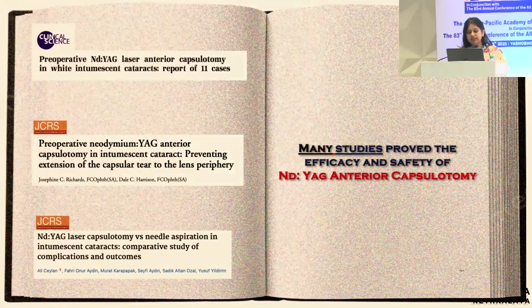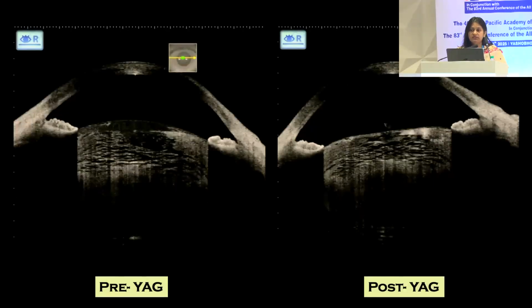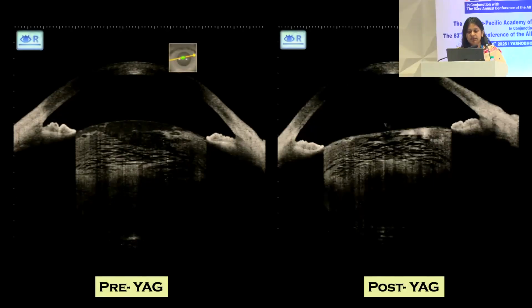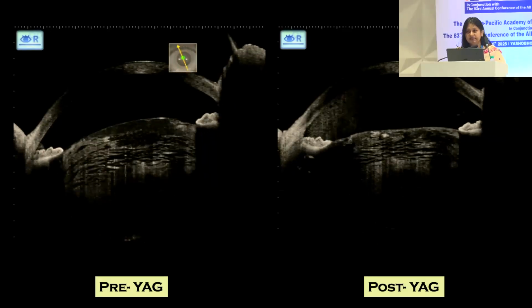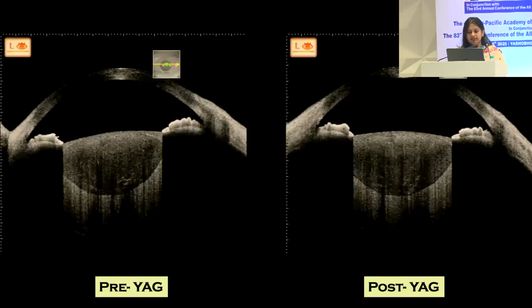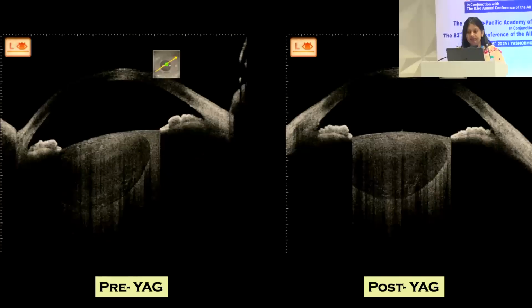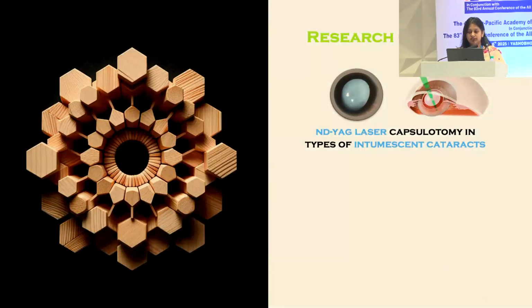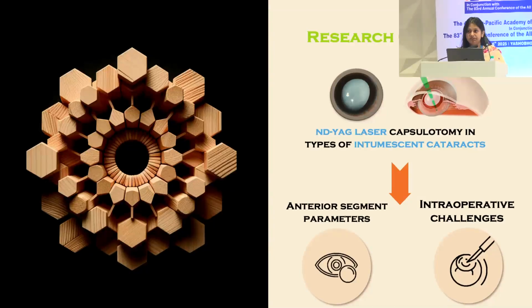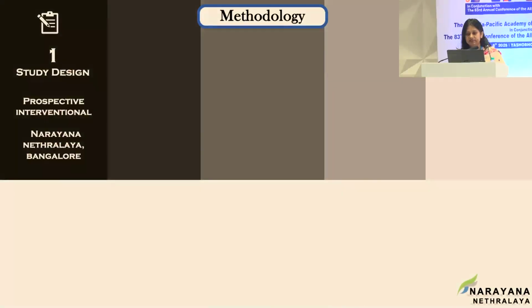There are multiple studies which prove that NDR anterior capsulotomy is highly effective and safe. Now, when we did it in our center, in some cases we found excellent results where there was significant flattening of the anterior lens surface, while in other cases, like this case of Morgagnian cataract, we didn't find much difference. This led to a research question: what are the anterior segment parameters which will affect the outcome of the NDR glazer, and what are the intraoperative challenges in these cases?